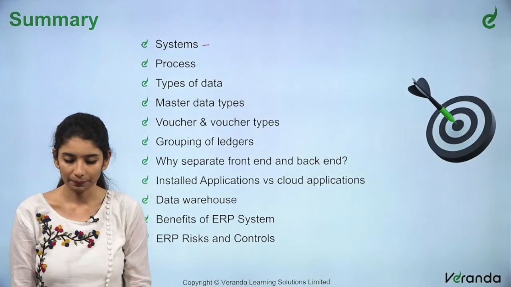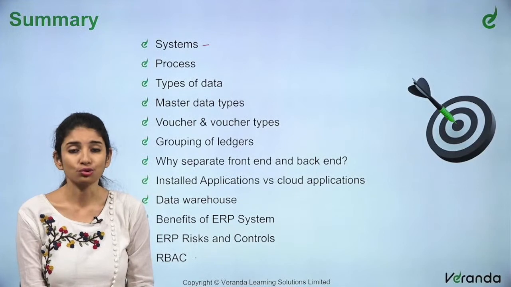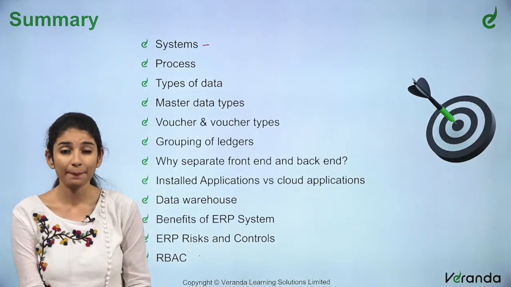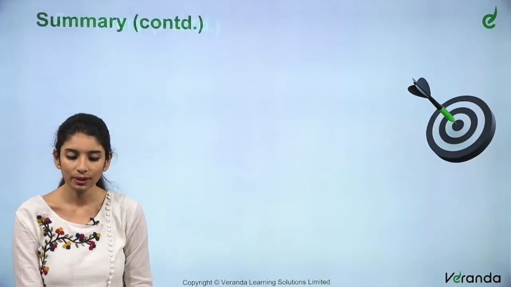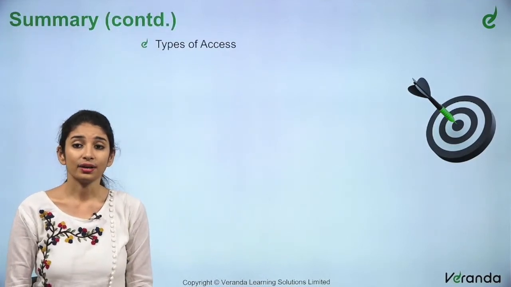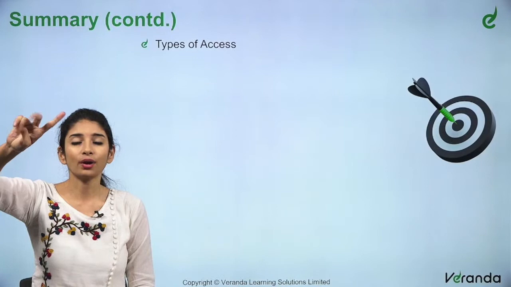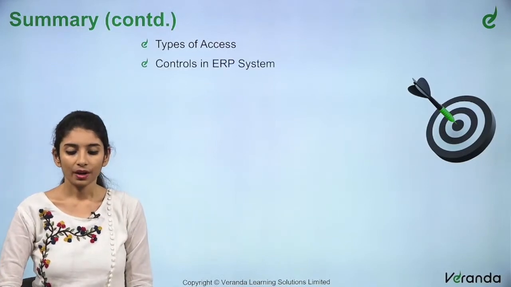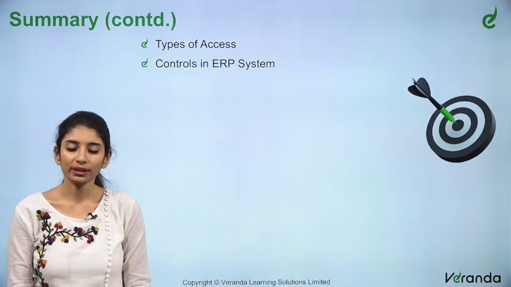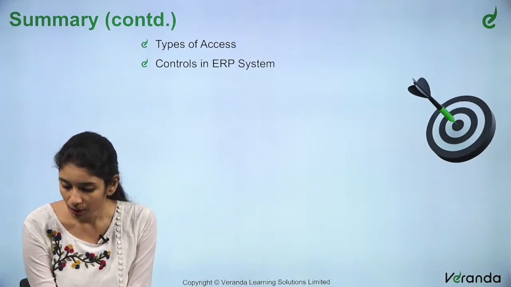Okay, RBAC, 2 types of role-based access controls. We have MAC and DAC, mandatory access control and discretionary access control. Types of access. Remember the 4 types of access: create, alter, view, print. 2-mark question: create, alter, view, print. Controls in ERP system. What are the different controls in the ERP system?